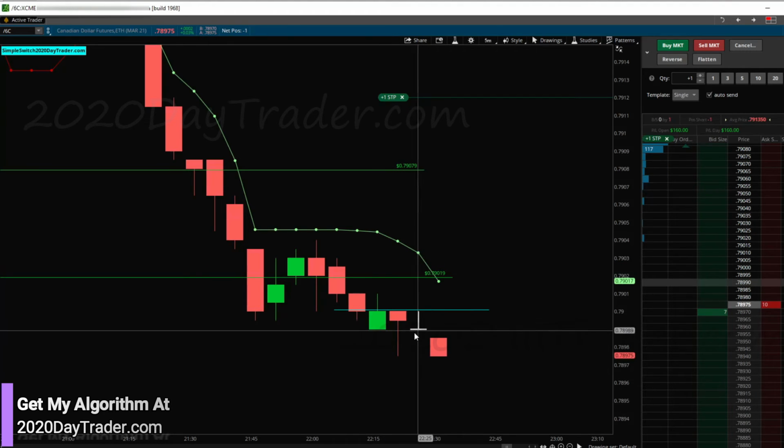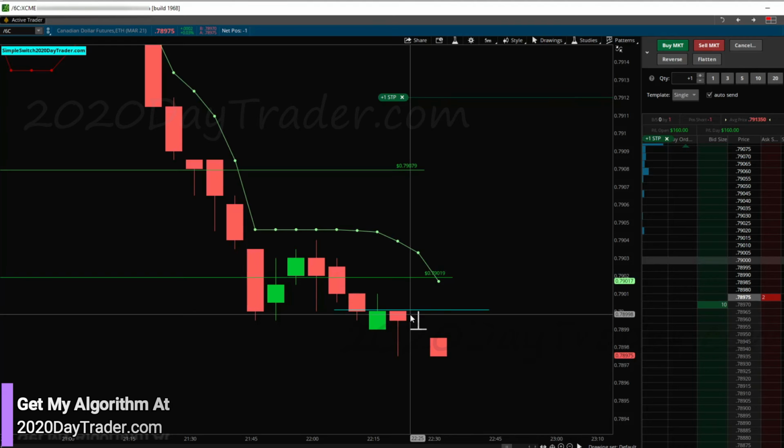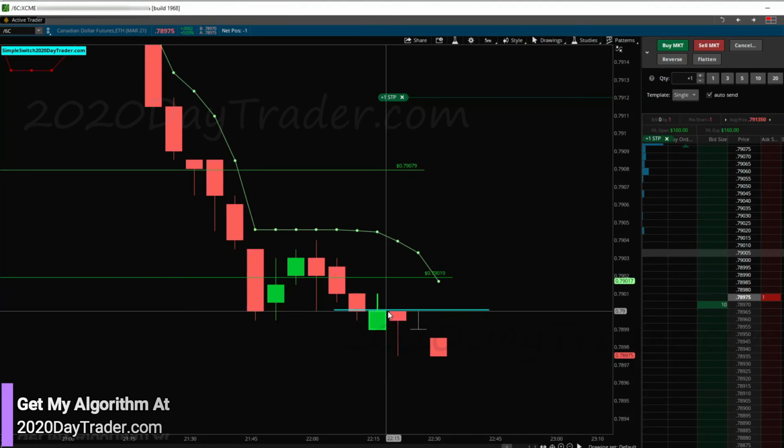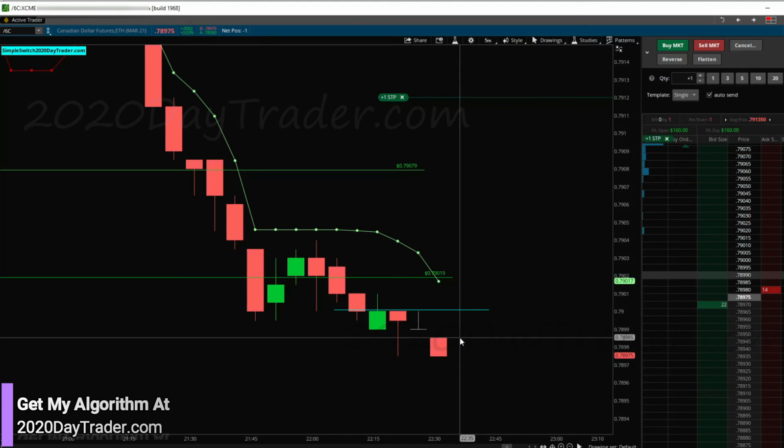So candles like this that are not red or green, I don't move my stop. It stays right on the red candle. Dojis and anything like this, I just leave it right there on that red candle. When this candle closes, though, we'll be moving it to the top of this.